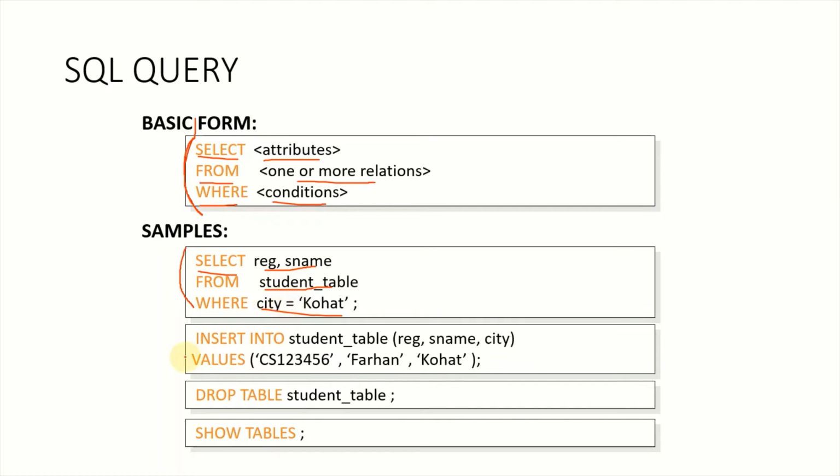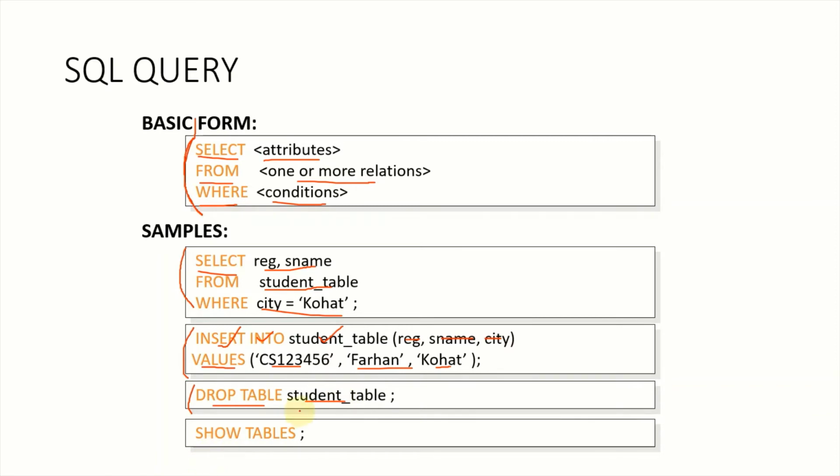We have another example. With this command we can insert data into a table having some attributes, and the values to be inserted are mentioned after the values keyword. We can delete a table by using this command. So it is a simple statement. We have some keywords and then the name of the table.